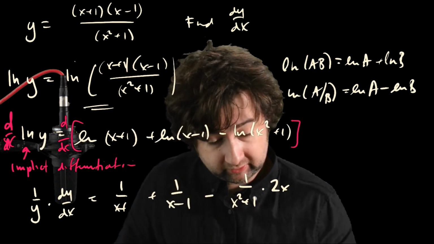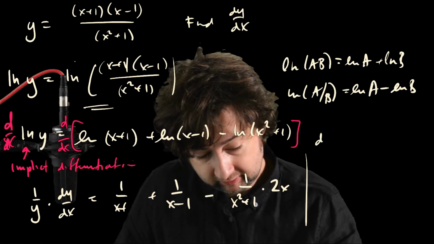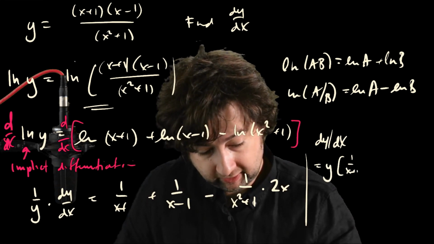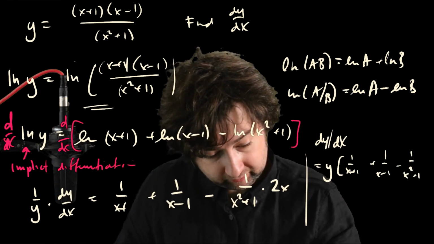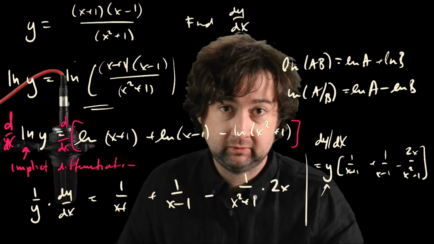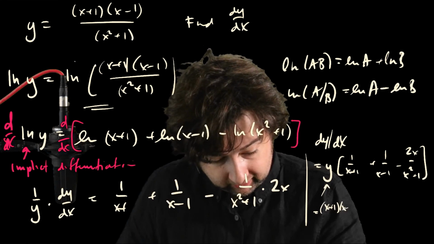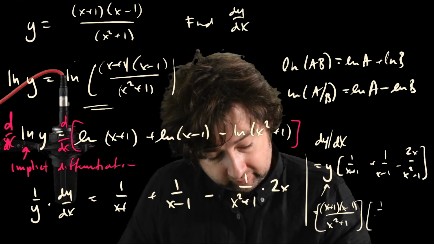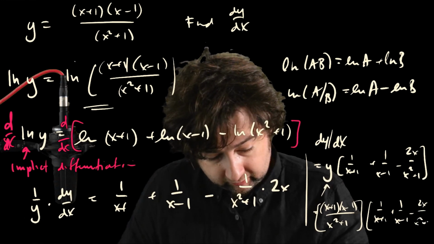So the last step in this problem is to write that dy dx is equal to y times (1 over x plus 1 plus 1 over x minus 1 minus 1 over x squared plus 1 times 2x). But I know what y is. This is equal to (x plus 1)(x minus 1) over (x squared plus 1), times (1 over x plus 1, plus 1 over x minus 1, minus 2x over x squared plus 1).